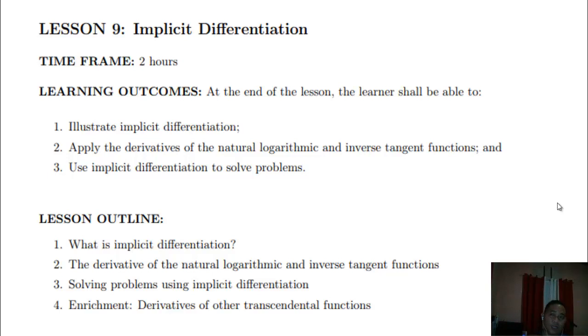Kasi alam natin na ang tangent 45 ay 1. Ano ang angle pag ang tangent value is 1? Of course, the answer is 45. That process is called the inverse, and we call that one the arctangent. Arctangent of 1 is 45 degrees.